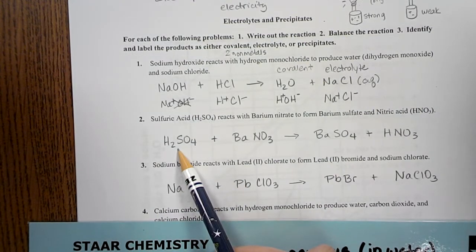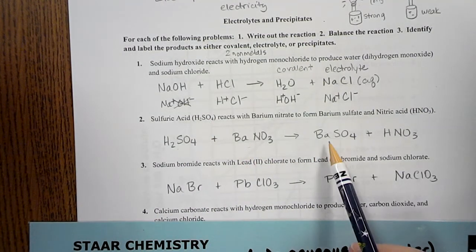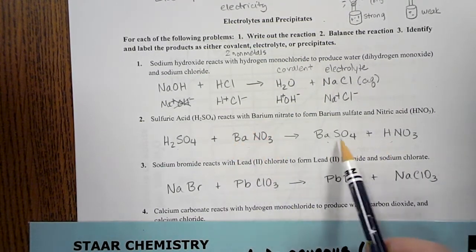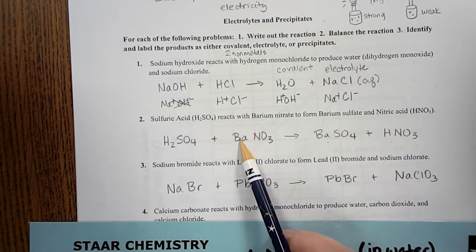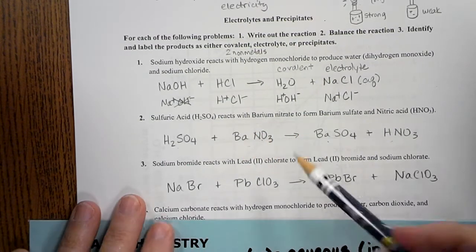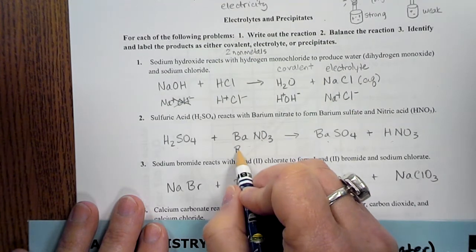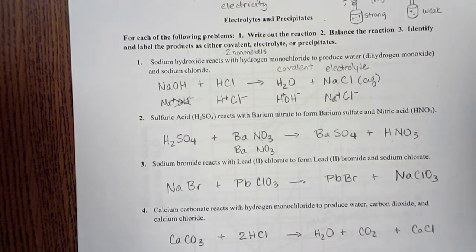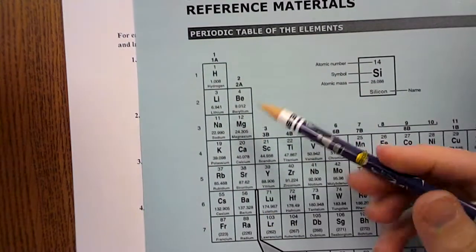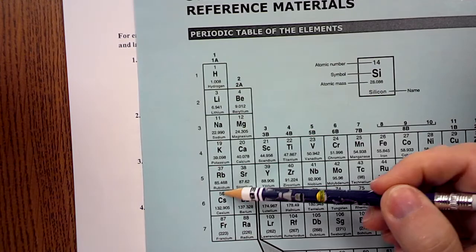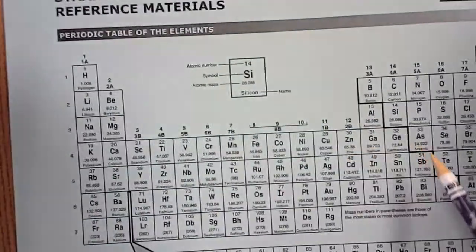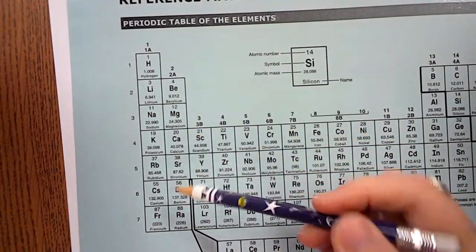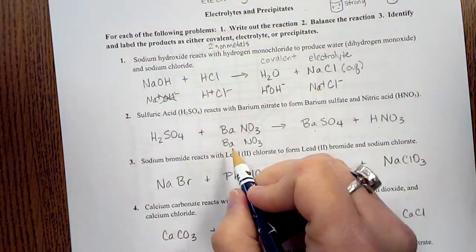Sulfuric acid, they gave you barium nitrate, barium sulfate, and nitric acid. Now I need to confirm that these are written correctly. I went ahead and wrote barium and I wrote nitrate, but I want to make sure that barium and nitrate are written correctly. So let's look at their ions and see if we've done this correctly. Barium is in the second column, so it's going to give away 2 electrons to have a configuration like xenon. So it's in the second column, so it's going to be a +2. So we're going to put a +2 here.